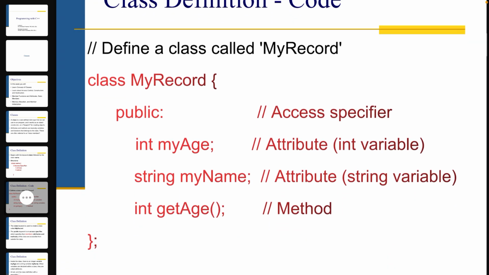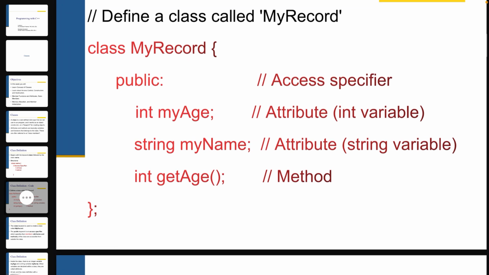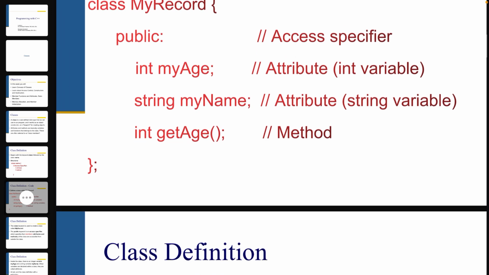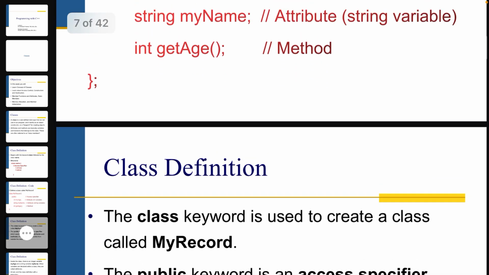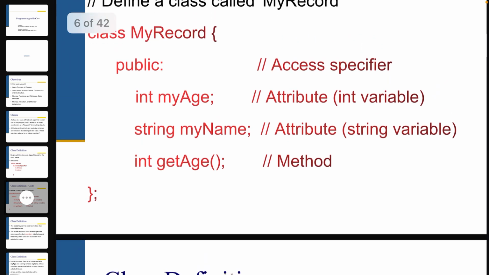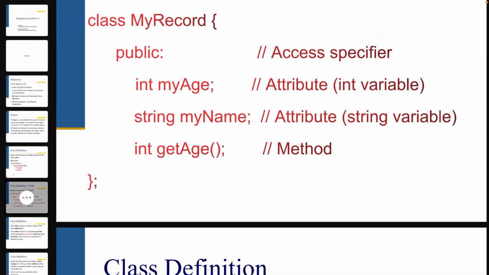And this is the code for it. Your class and your class name, which is MyRecord, whereby you bring your public access specifier, then int myAge, you write your attributes, the string myName, attributes in strings, and getAge. That's the method for it. Then when closing the curly brace, you indicate your termination mark, which is what?